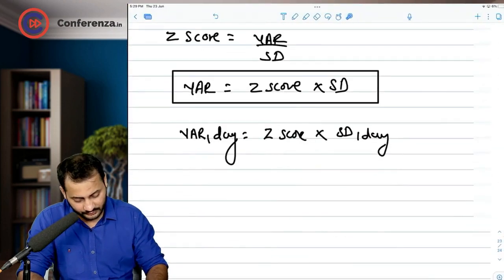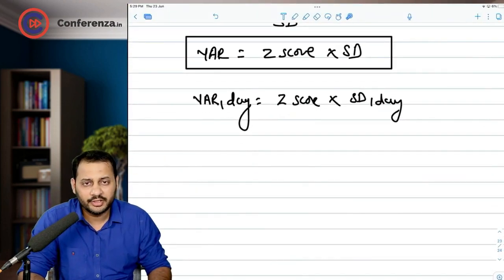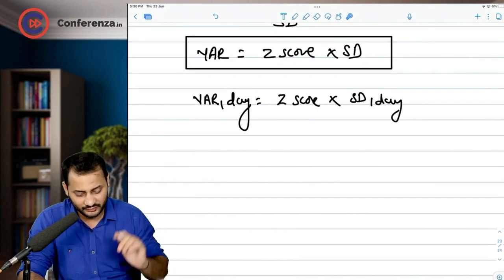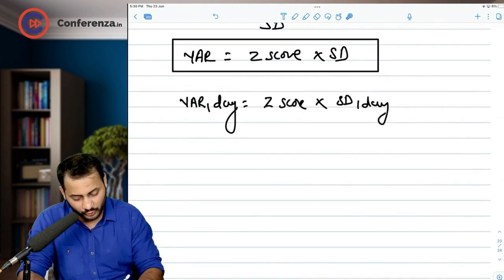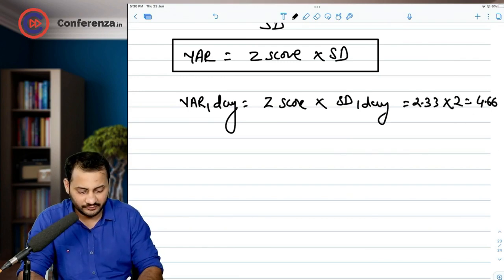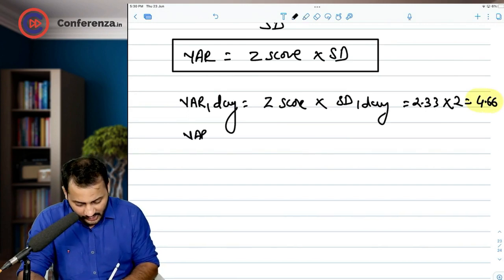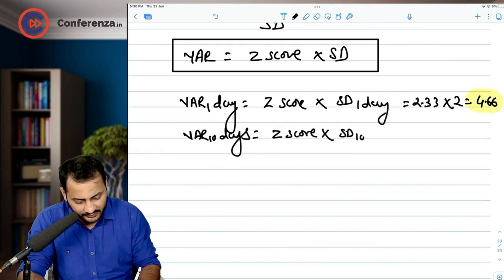Okay, so let's come down to this formula. VAR for 1 day is equal to z-score into standard deviation for 1 day. That is what we used. Z-score was 2.33. Standard deviation for 1 day was 2. The answer was 4.66. This was the first answer, the VAR for 1 day. But if we want to calculate the VAR for 10 days, then the formula will be something like this: z-score into standard deviation for 10 days.